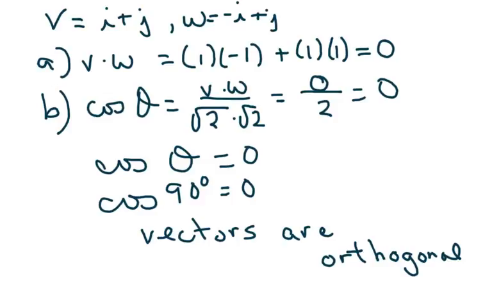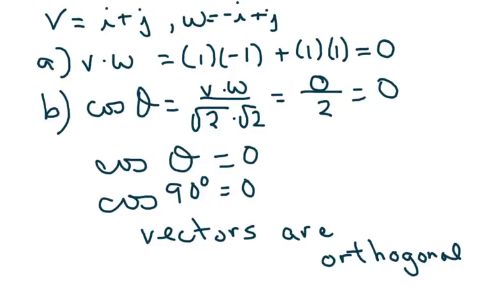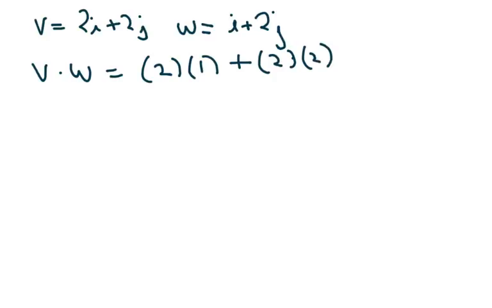All right. Now, the next one is, my first vector is 2i plus 2j, and my second vector, w, is i plus 2j. Now, let's do the dot product. The dot product is just going to be 2 times 1 plus 2 times 2. And that's going to yield 6.